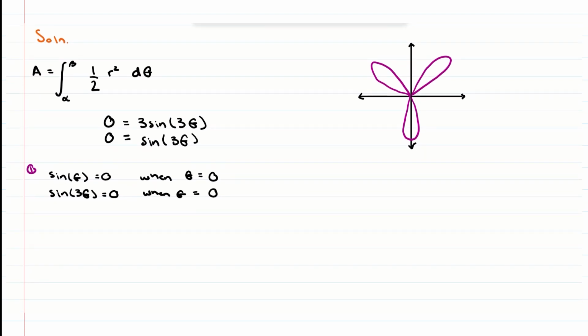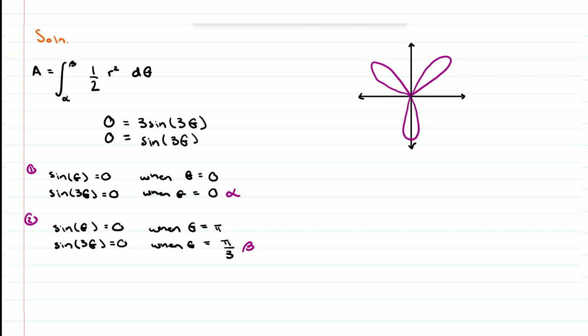And then scenario 2, sine of theta equals 0 when theta equals pi. And again, I'm referencing a unit circle for this. Sine of theta equals 0 when theta equals pi. And that means that sine of 3 theta equals 0 when theta equals pi over 3. Alright, so our lower bound is 0 and our upper bound is pi over 3.